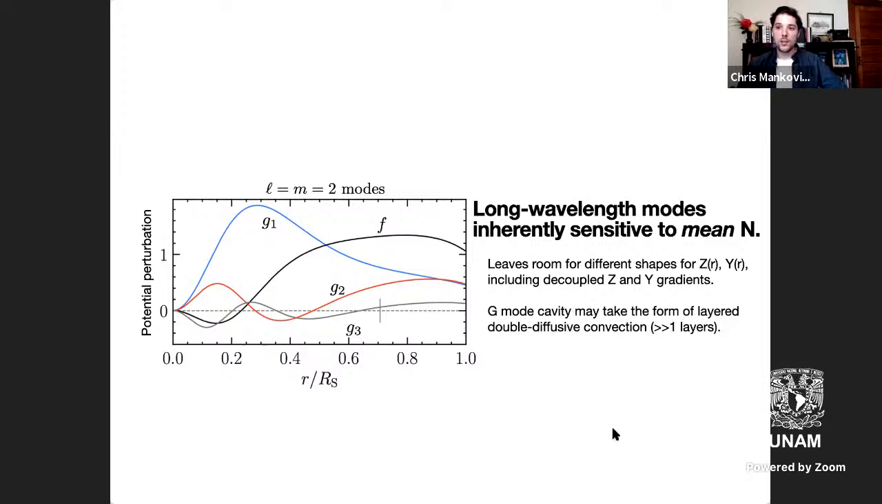The G-mode cavity can also take the form of layered double diffusive convection, which is actually many convective layers separated by diffusive stable interfaces, but it's a large number of them. And so these G and F modes really don't care about the fact that the stable region might be layered, because they're only sampling it over long length scales. So a layered double diffusive structure remains a very real possibility for Saturn. And so that might be the way that the diffuse core is transmitting most of its heat outward in the planet.